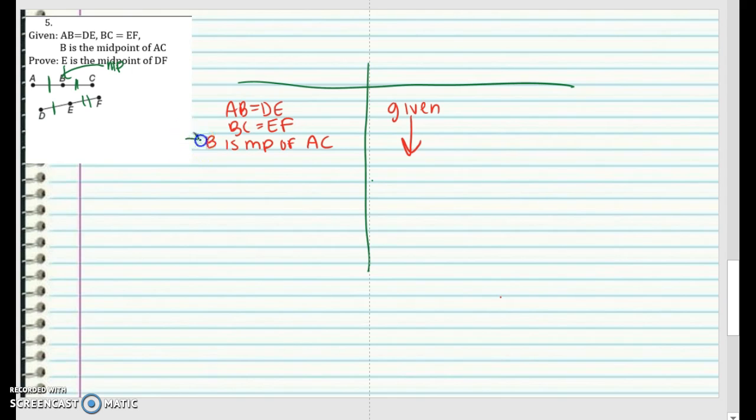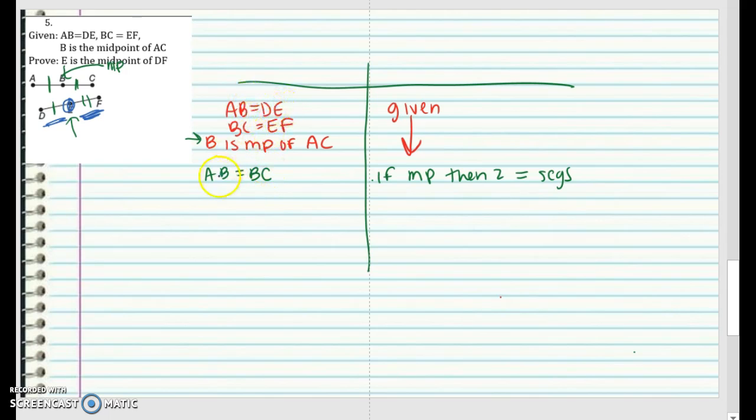Let's use this midpoint definition. AB is equal to BC. And if we have a midpoint, then we have 2 equal or congruent segments. Now, if we're going to say that E is a midpoint, and that's our end goal, I need to say that DE is equal to EF. So that's really what I need to work my way towards right now.